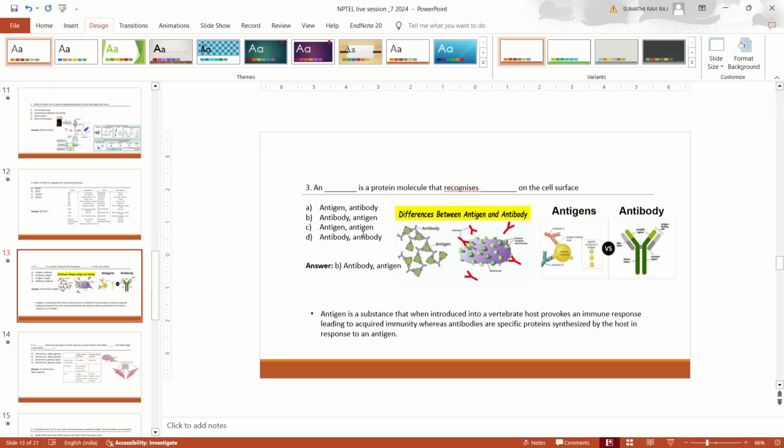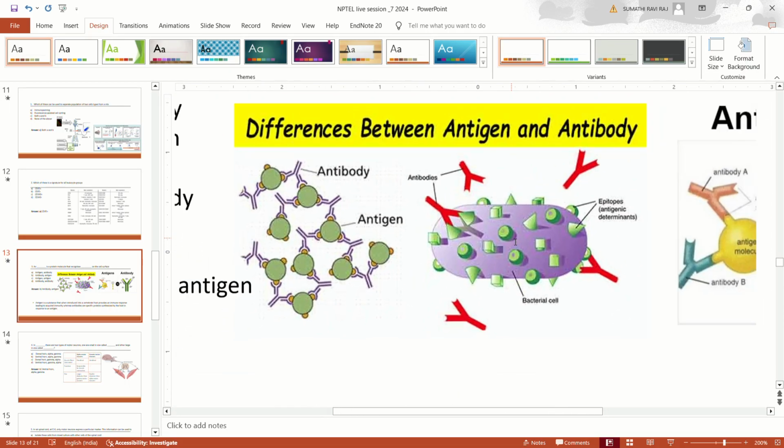Next is, a dash is a protein molecule that recognizes dash on the cell surface. So an antibody is a protein molecule that recognizes the antigen on the cell surface. What is the difference between an antigen and an antibody? Your antigen will be expressed on the cell surface. It will have an epitopic region which determines its antigenic property, which allows it to be detected by an antibody or a generation of antibodies. Such regions are epitopic regions of an antigen.